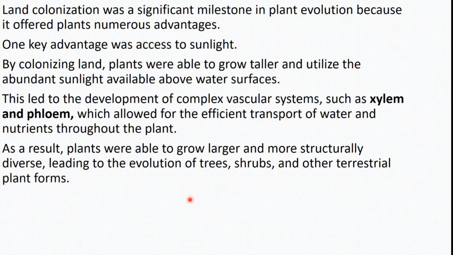That is the one key advantage of the colonization of land plants in evolution: they got access to sunlight. Sunlight is very important to plants because it plays several roles. It helps in growth, in development, and it also helps very significantly with their functioning. Like you said, it also helps in photosynthesis.